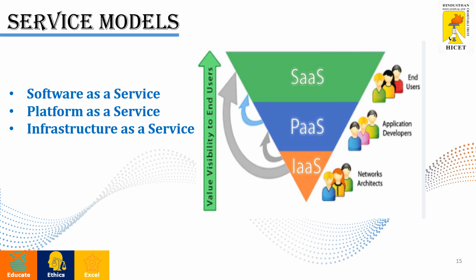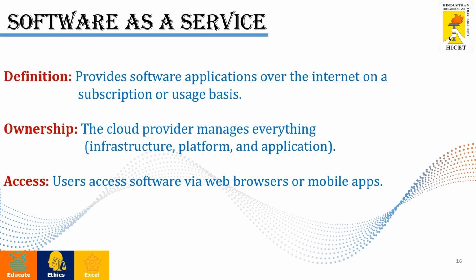Next, the service models involved in cloud computing. There are three service models: software as a service, platform as a service, and infrastructure as a service. First one, software as a service. It provides software applications, that is, ready-made software applications delivered over the internet. You need not install them on your personal computer. You just use them online, usually by subscription or pay-per-use.